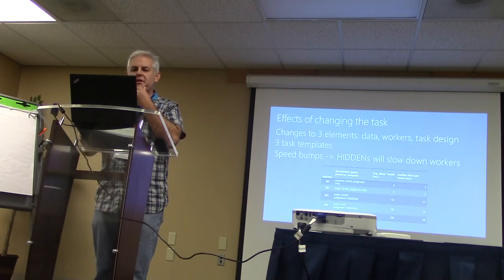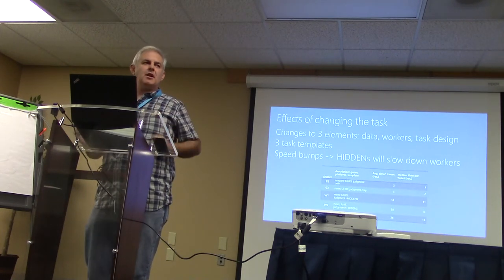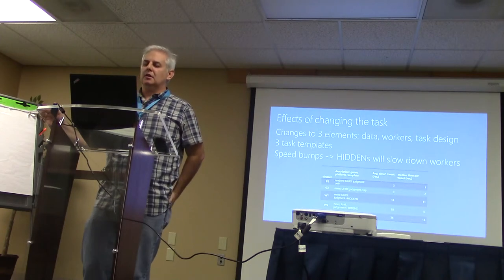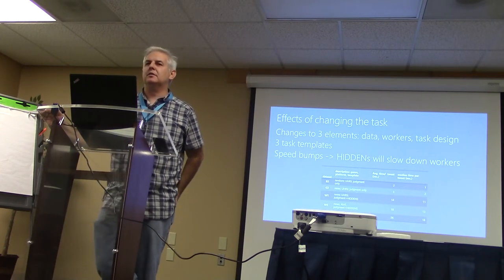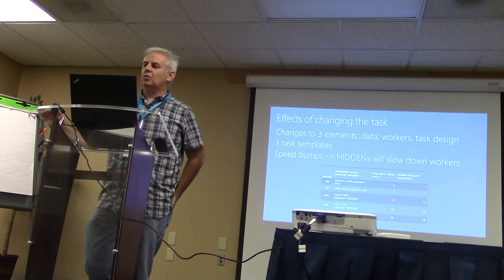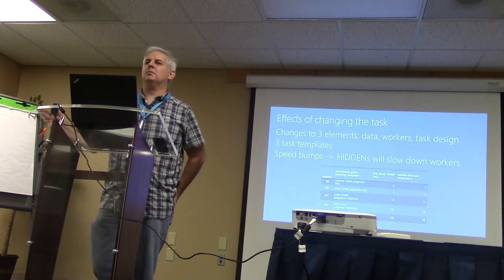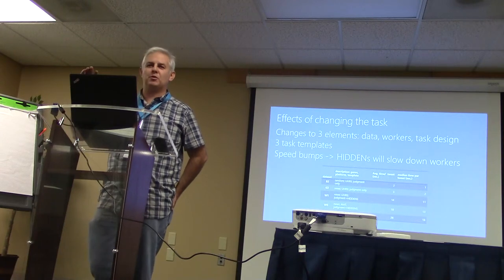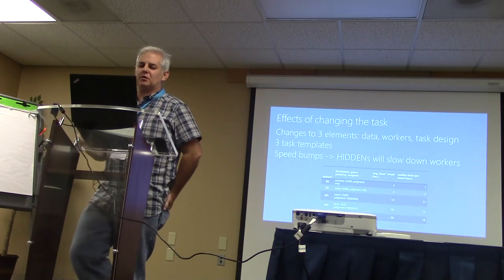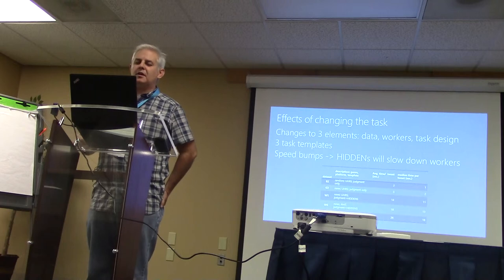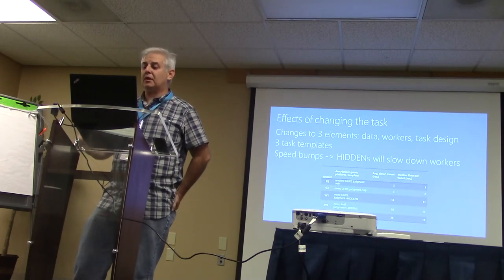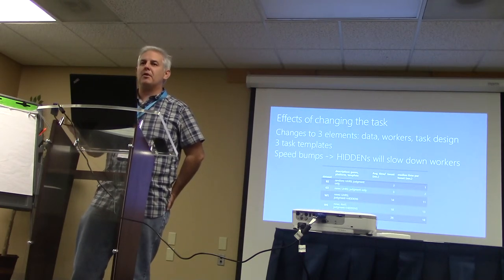Okay, so far we made a number of changes on the task. I changed three elements: the data, the workers, and the task design. So I'll show you three task templates. By the way, we use way more than three; I'm only sharing three with you. And the hiddens are basically going to slow down the workers. You have to pay a price here because they're all speed bumps.